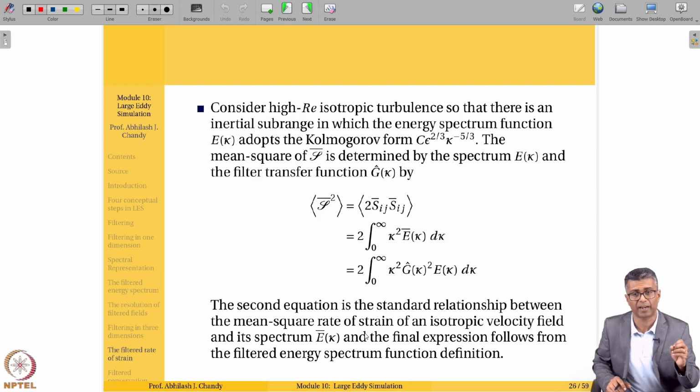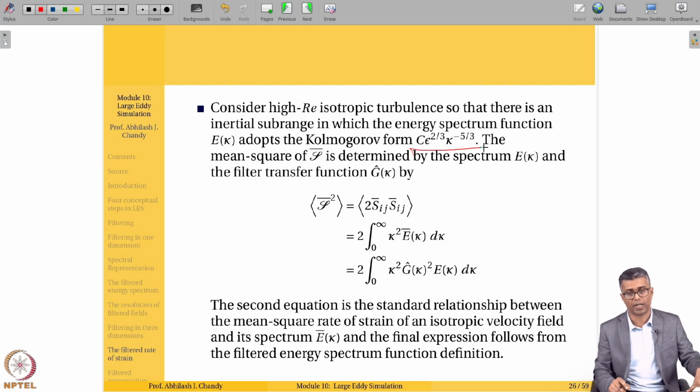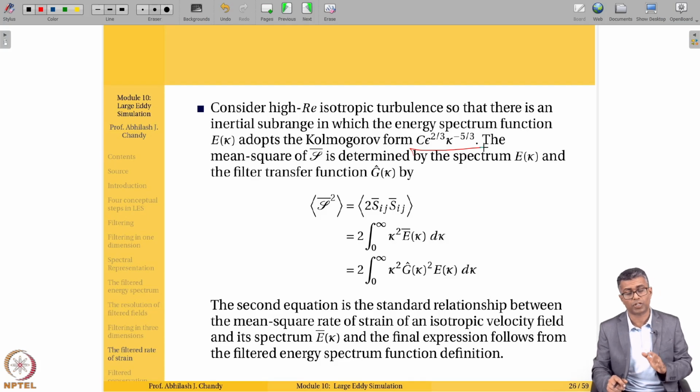So let's consider high Reynolds number isotropic turbulence, and then we know that the energy spectrum function in the inertial subrange looks like this: C epsilon to the 2/3 kappa to the minus 5/3. Right? It is a function of kappa to the minus 5/3 in the inertial subrange. So E of kappa adopts this function according to Kolmogorov's hypothesis: C epsilon to the 2/3 kappa to the minus 5/3, and C is a universal constant.